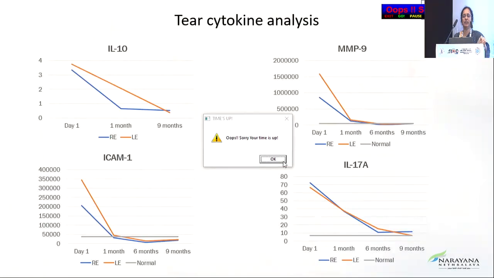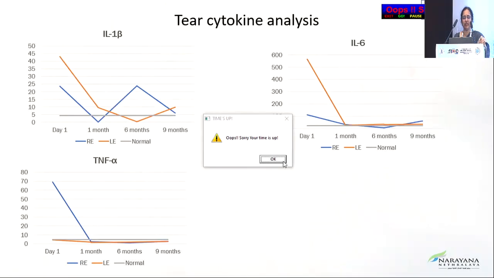We also did the tear cytokine correlation, which correlated with decreasing MMP9, ICAM, and interleukin 17A and TNF in this patient. It was high in the presentation. Following treatment, there was a resolution.